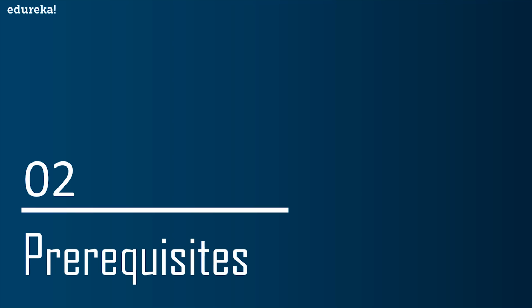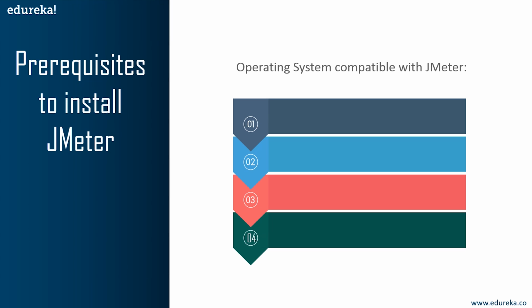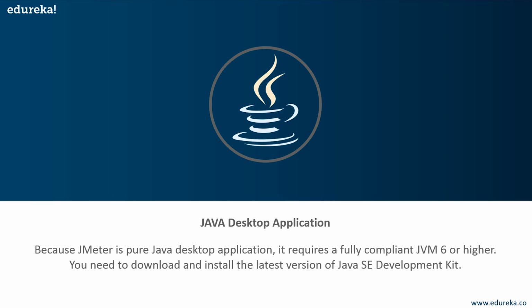Now let's have a look at the prerequisites before installing JMeter. JMeter is an open source testing tool, and there are no such bindings, but we have to keep certain things in mind before installing this particular tool. JMeter is compatible with all the operating systems such as Linux, Windows, Mac OS, and Ubuntu as well. One important thing to keep in mind is that it is a 100% pure Java application, so it is a must that you have Java installed in your system already.